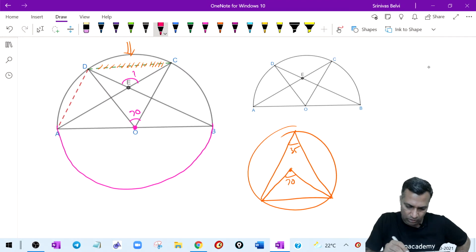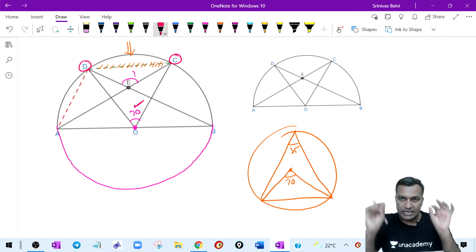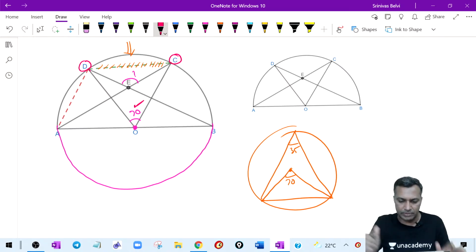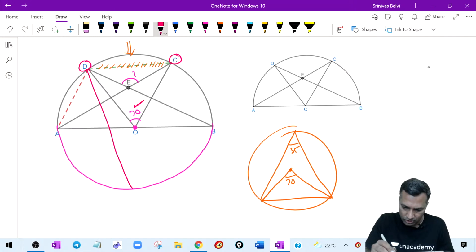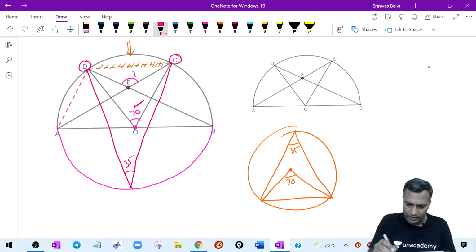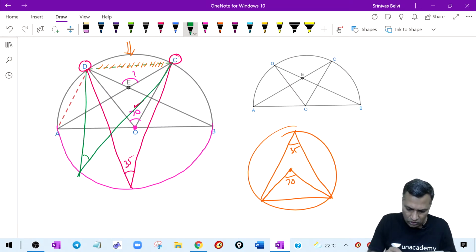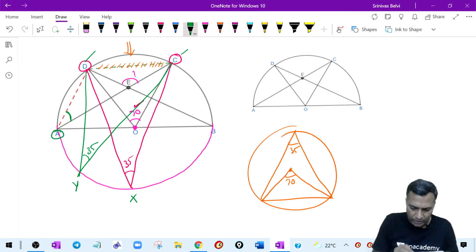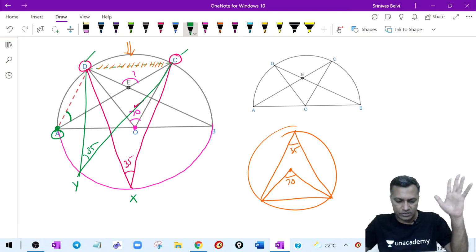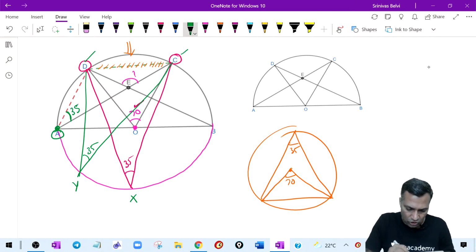Therefore, if this is 70, now look at this same chord. Which chord am I talking about? CD. CD forms a central angle of 70. Listen, everybody. If I drop this here, this is 35. Now let me make this green line and drop it here. This is also 35. Why? The same CD. If I drop it here, let me call this point X and this point Y. Then I come to the point called A. A is also on the circumference of the circle and hence this angle is also 35.